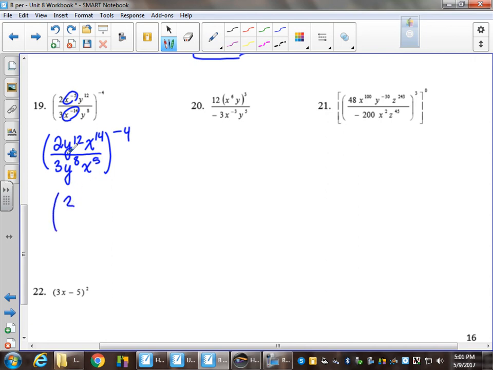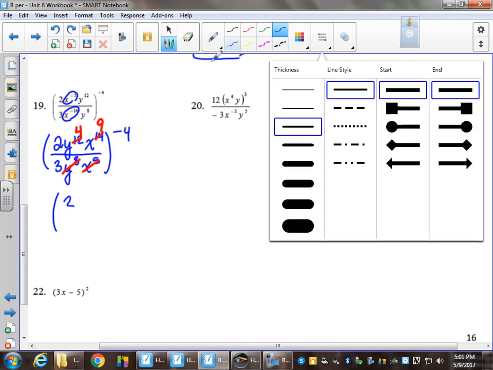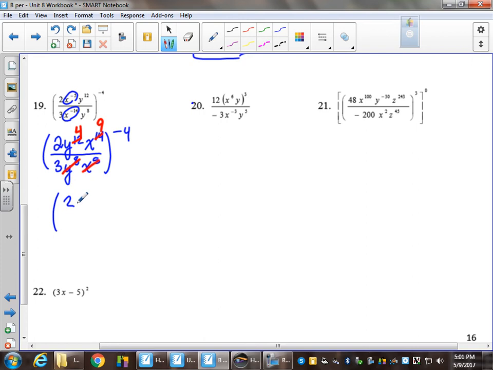So 2. Let's reason this out. There are 12 y's in the numerator, 8 y's in the denominator. So these 8 y's cancel with 8 of the 12, leaving 4 behind. Here, these 5 x's cancel with 5 of the 14, leaving 9. So when we write what's left, we've got 2y to the 4th, x to the 9th, divided by 3, raised to the negative 4th power.